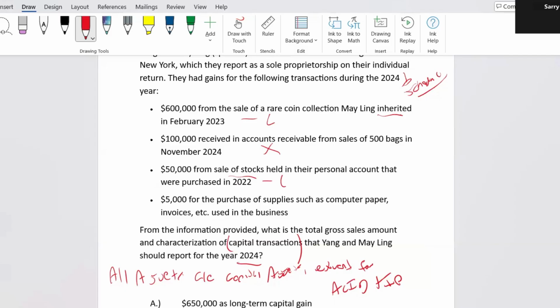And then $5,000 for the purchase of supplies such as computer, invoice, etc., using business, not capital assets. So now we're only calculating these two numbers right here. So $50,000 and $600,000. Now let's see what the options are for the answers.